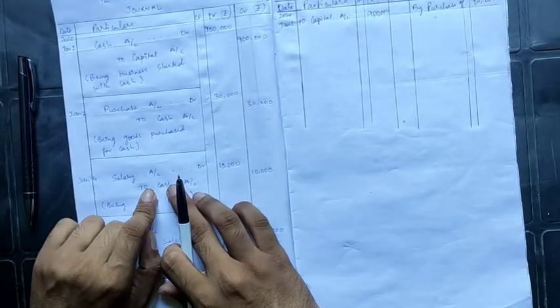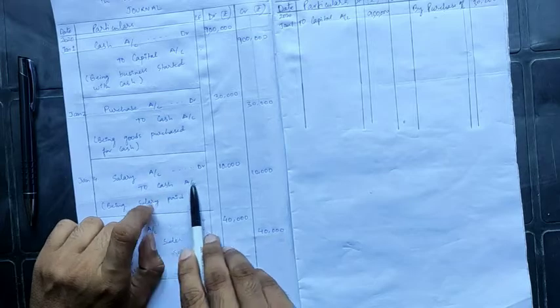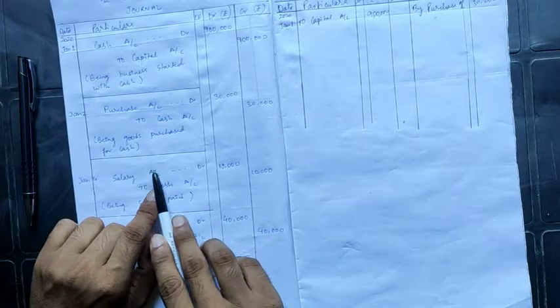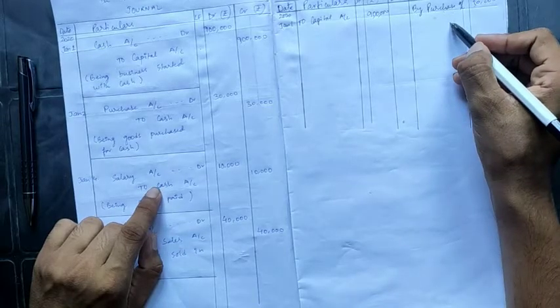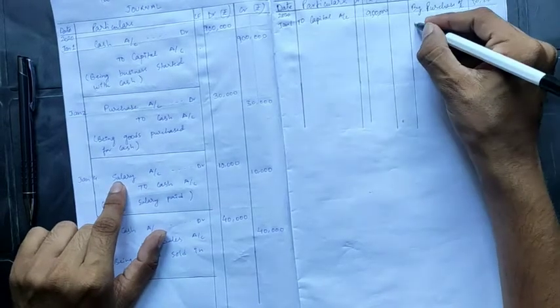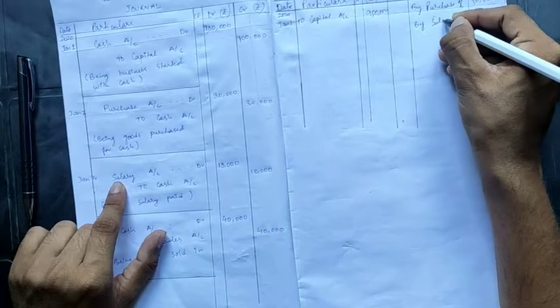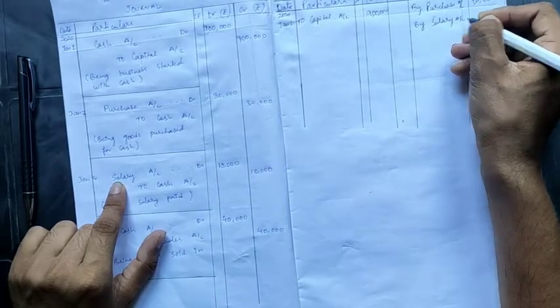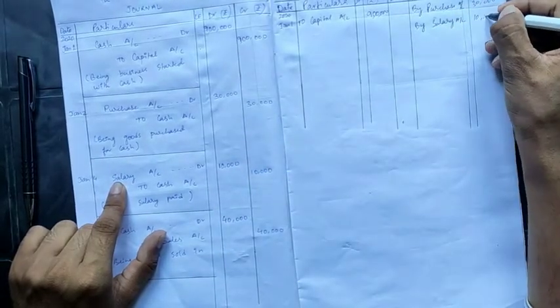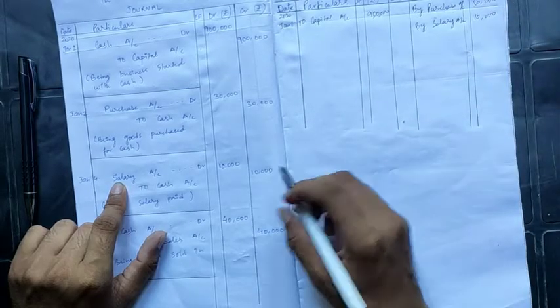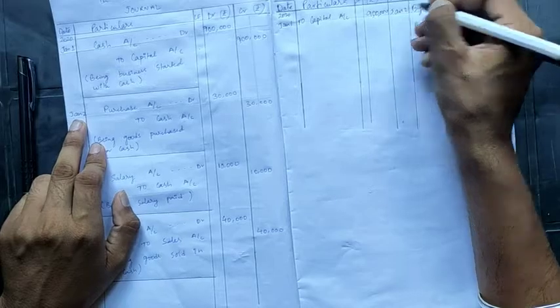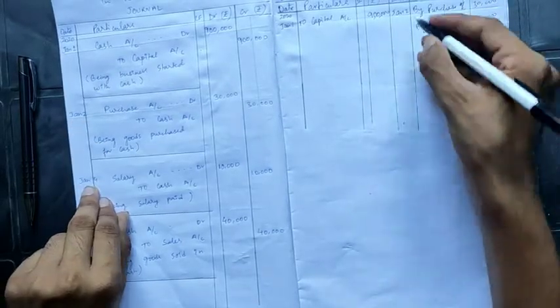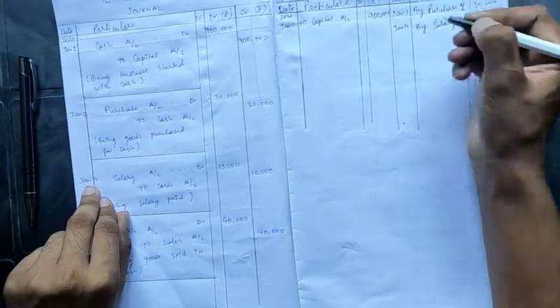Now again let us see where cash is there. In the third entry also there is cash. Again cash has been credited, by which account? Salary. So cash has been credited, so we'll come to the credit side. It is credited by salary, so we'll write by salary account. What is the amount? 10,000. Sorry, I forgot to write the date. It was Jan 2, and this one was Jan 4.